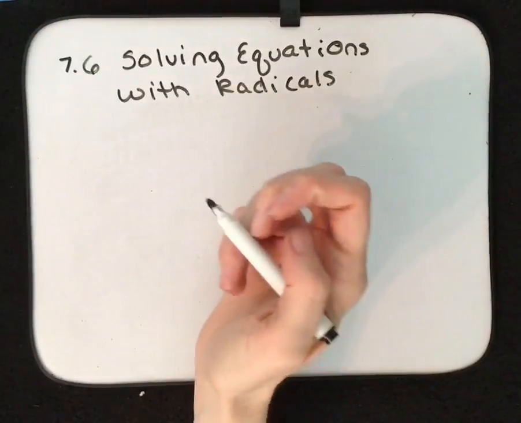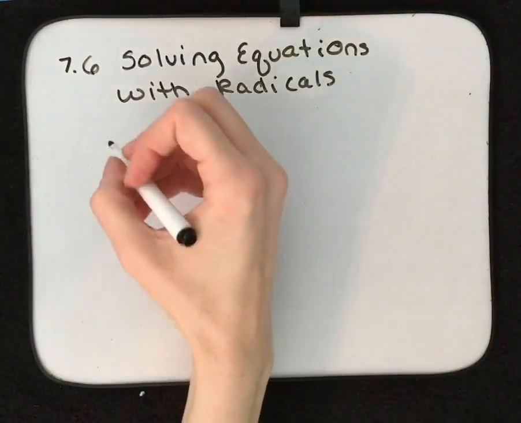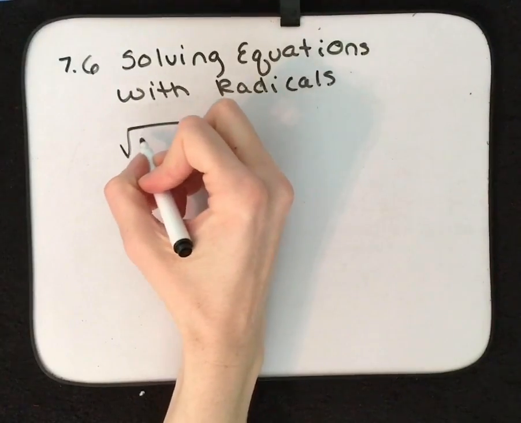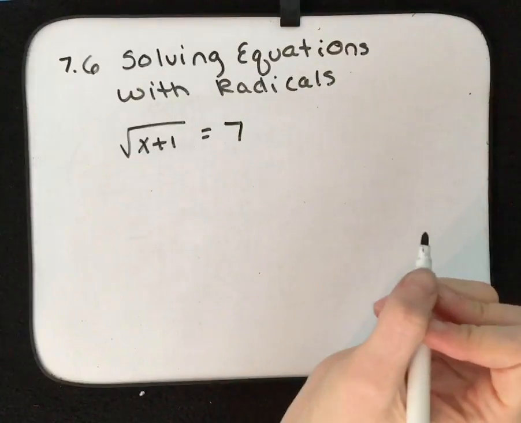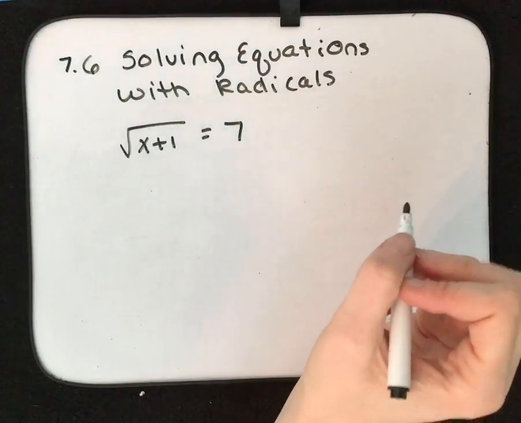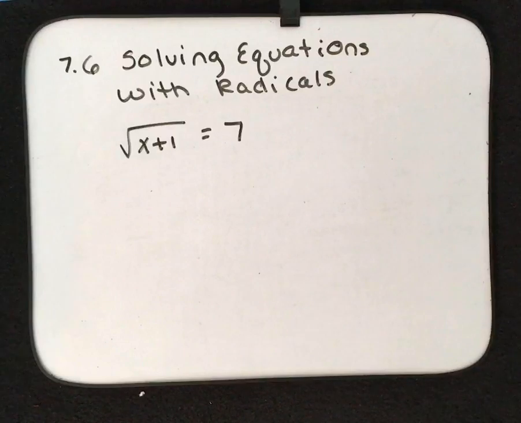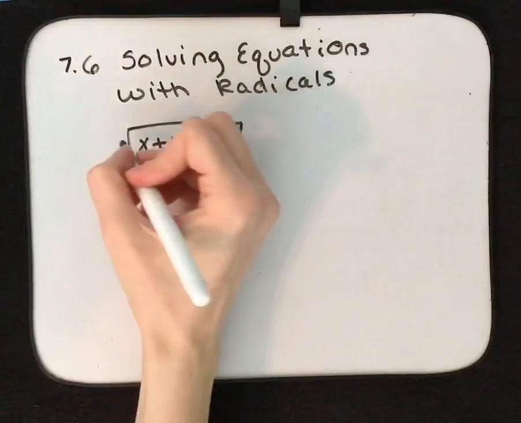Solving equations with radicals. This looks like an equation that has a radical. So square root of x plus 1 equals 7. We need to figure out how we can isolate the x. And in order to do that, we need to get rid of, in this case, the square root. So how do you get rid of a square root? Well, to get rid of a square root, we square.